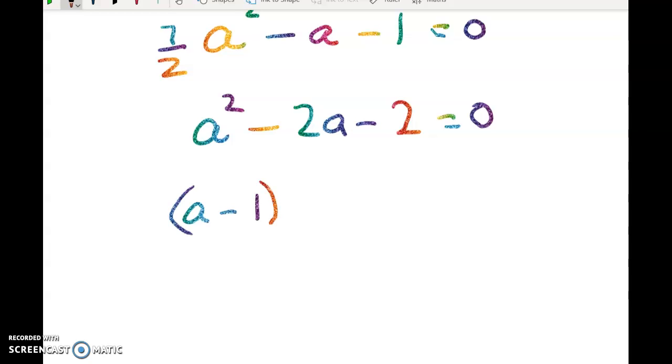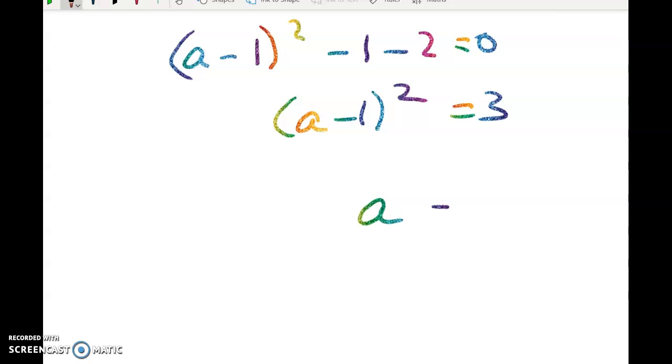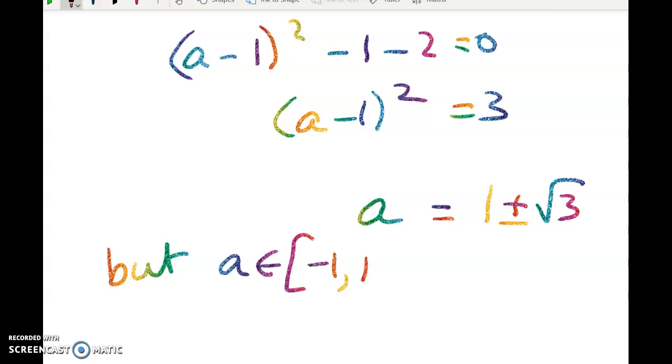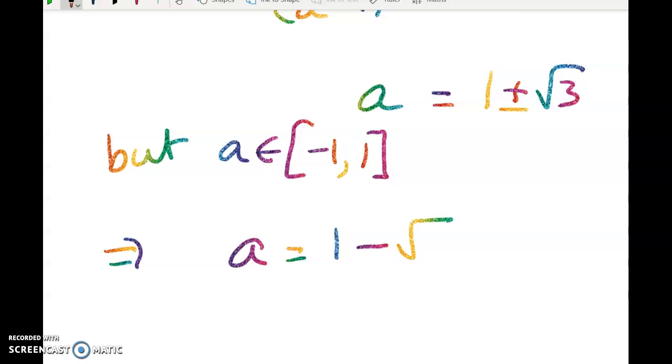Now you can solve that how you want, but you know what I'm going to do. So we're going to go (A minus 1) squared minus 1 minus 2 equals 0. (A minus 1) squared equals 3. A is going to equal 1 plus or minus √3. But we know that A has to be in the range -1 to 1, so it can't be the plus. So A must equal 1 minus √3, which is whatever that is. I don't know what the approximation is. So that's our final answer to that question.